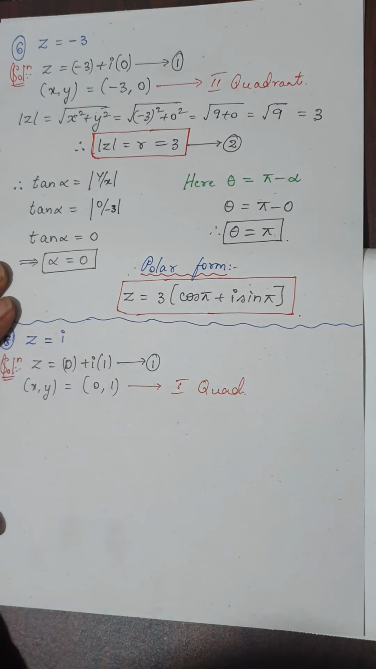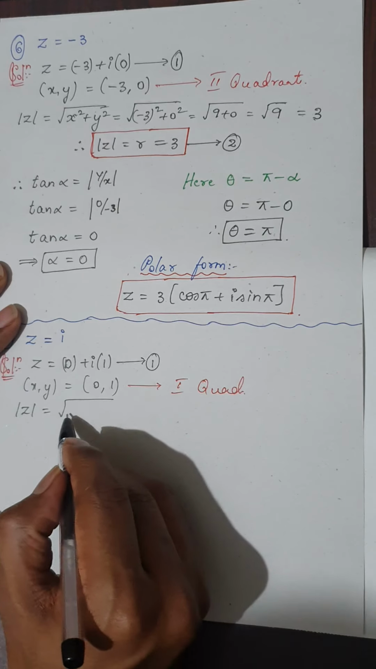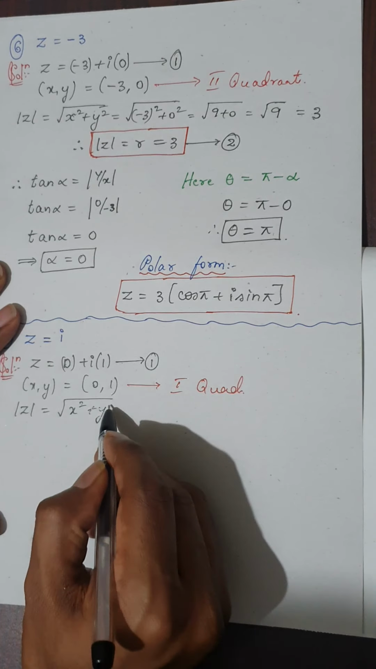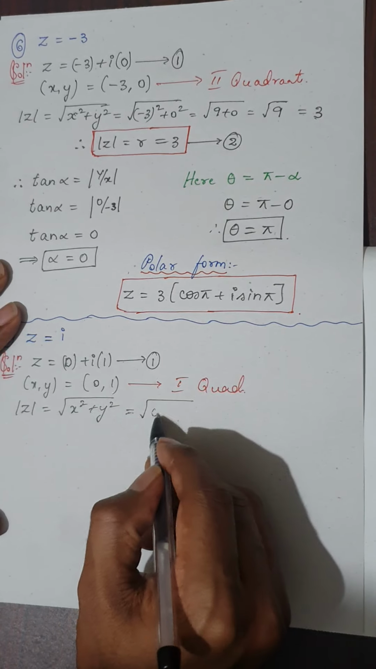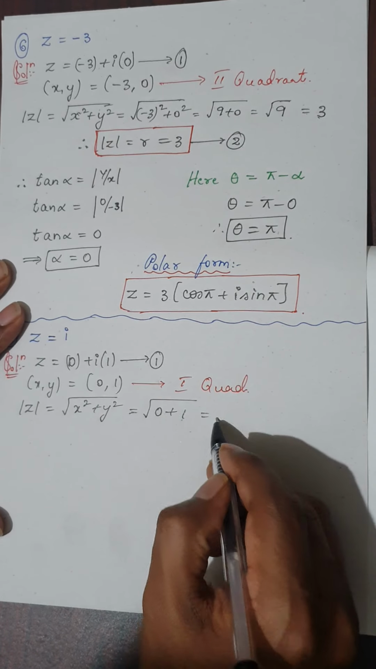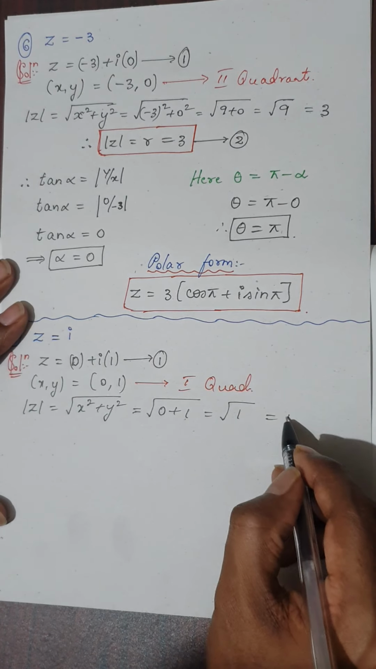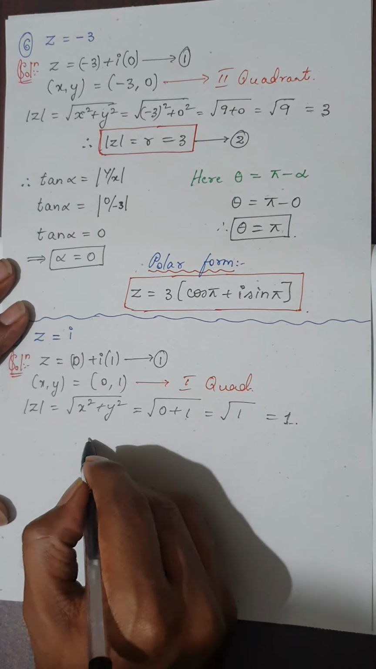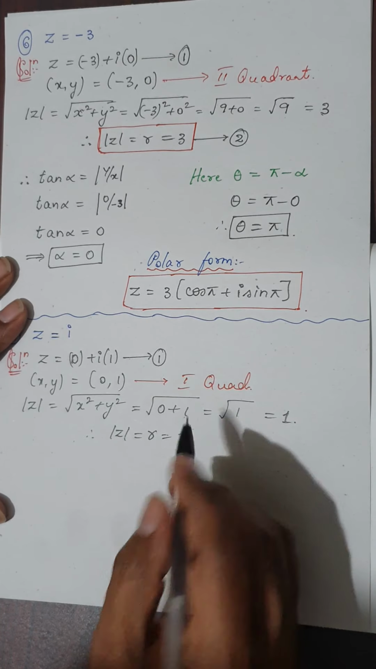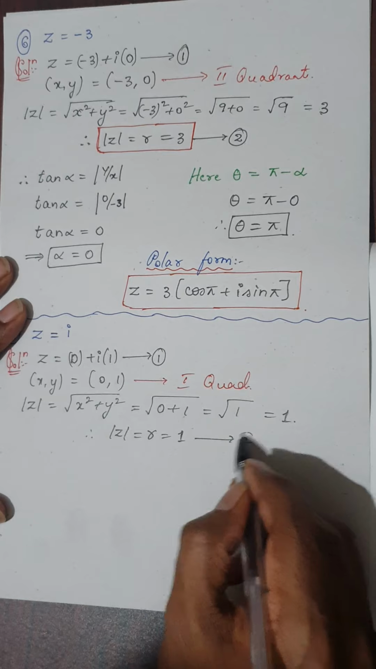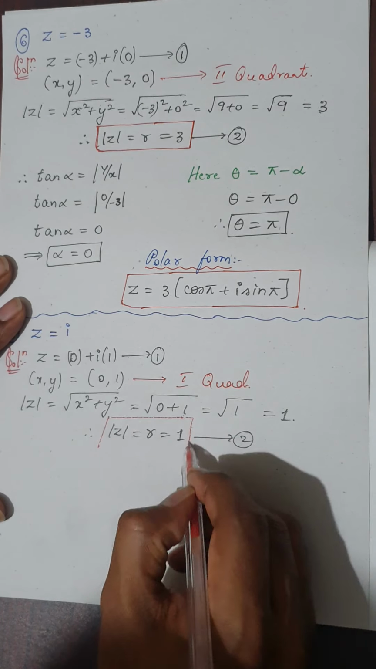Okay, now coming to the value of z, mod z is equal to square root of x square plus y square. I think it is fair enough to write directly 0 square is 0, 1 square is 1, so that is square root of 1, that is nothing but 1. Are you following? r value is 1, therefore I can write mod z is nothing but 1. If you want, you can consider this as equation 2 and frame it.